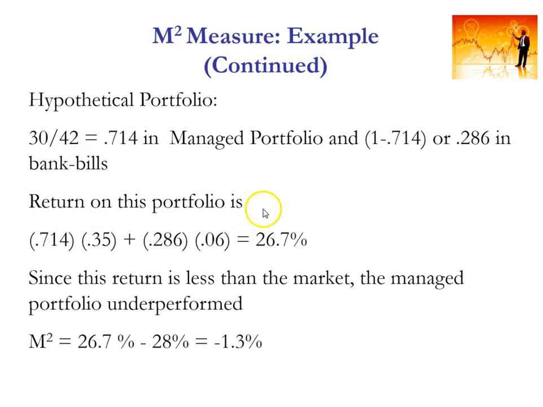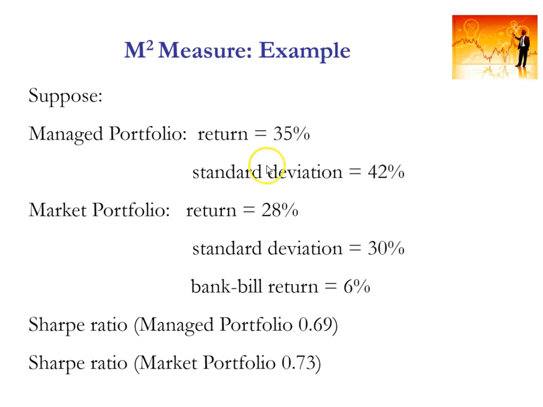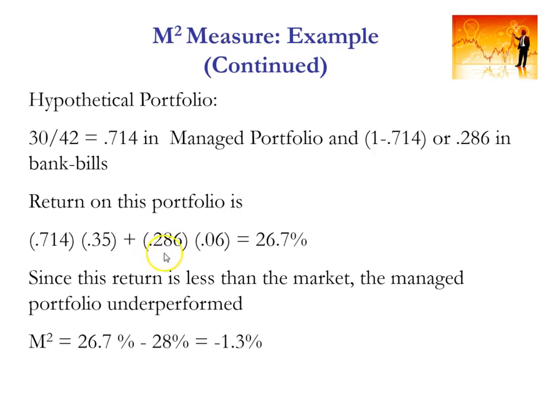So the return on this hypothetical portfolio, the expected return, is the weight times the return on our managed portfolio, which was 35%, plus the weight in the risk-free rate times 6%, which was the return on the risk-free rate. The return on this hypothetical portfolio was 26.7%. Okay? But we've now created a hypothetical portfolio that has the same risk as the market. Okay? This, by construction, has the same standard deviation as the market. So what we can actually do is we can just compare the returns. The return on the hypothetical portfolio less return on the market portfolio. And after controlling for risk, we can see that our managed portfolio has actually underperformed the market by 1.3%.